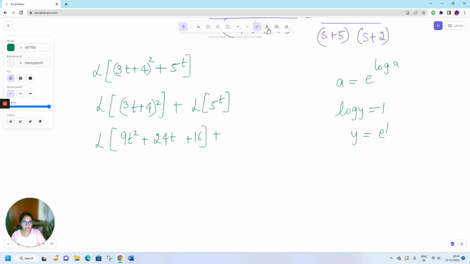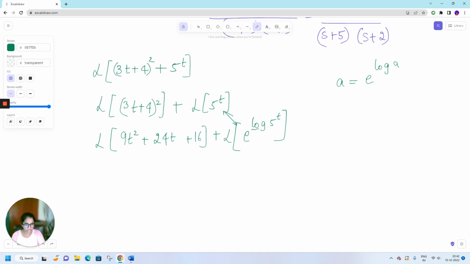Now I have 5 to the power t. In place of a, suppose I have 5 to the power t, substitute this. I can write 5 to the power t as e to the power log 5 to the power t. These both values are the same. I just simplified whatever I have.